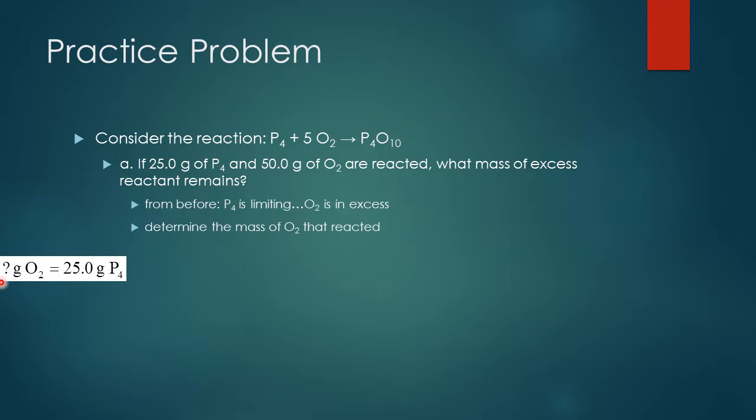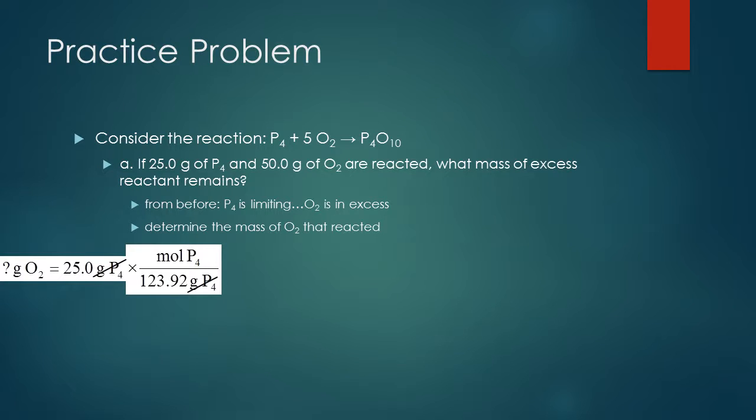So we want to know what mass of O2 is going to react with 25 grams of P4. Why start with the 25 grams of P4? Because that's the limiting reactant. We just determined that in the previous example, so we know that will determine how much oxygen will react along with it. So again, this is just another gram, mole, mole, gram problem.